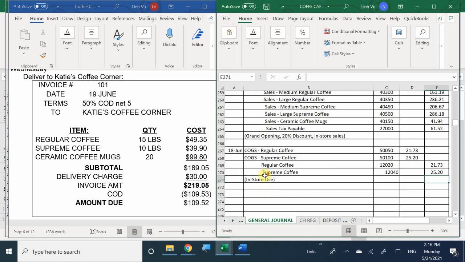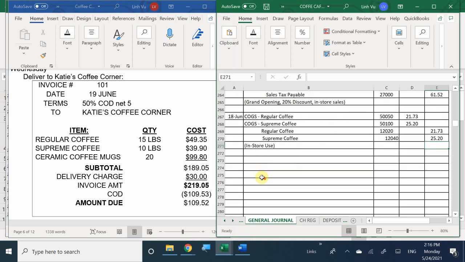Okay, so there's a few little details that we have here. Let's go ahead and read what the scenario is. So who did we deliver to? Katie's Coffee Corner. And what invoice number? 101. All right, do we give them terms? Yes. Good. So instead of checking, we're going to have accounts payable.